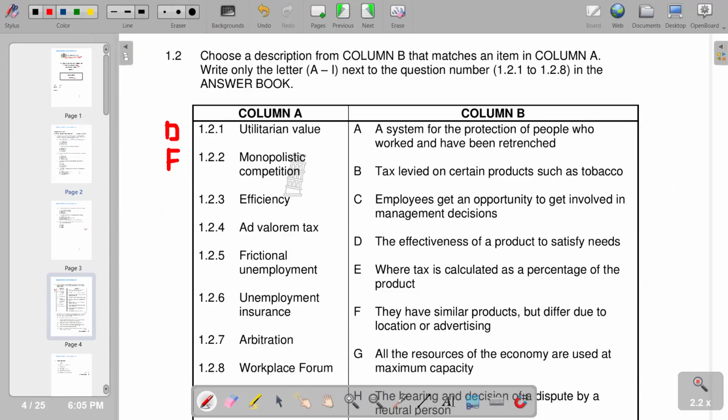Then on efficiency, remember on efficiency, we can try to see in terms of our column B which one matches our efficiency. So if we go to G, it is saying all the resources of the economy are used at maximum capacity. So we have G as the correct response. Then we go to 1.2.4, we've got value added tax. So according to the responses given, we have E, which is saying where tax is calculated as a percentage of the product. So we have E.